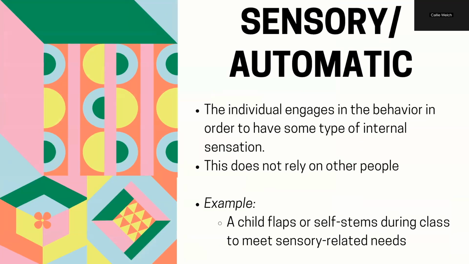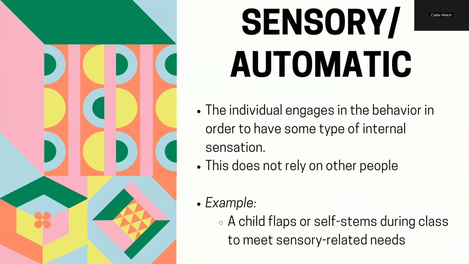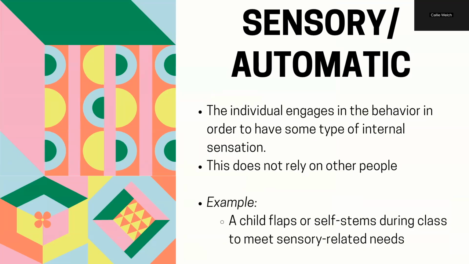So this final category is sensory or automatic. This is one that we don't see quite as often, whenever we're talking about these functions of behavior. We're looking to see if they are engaging in some kind of behavior in order to have some type of internal sensation. This doesn't rely on other people, so this is something they can do themselves. This might be students clicking a pen. This might be students tapping their feet. It might be anything like that, that is getting some kind of sensory input for them.